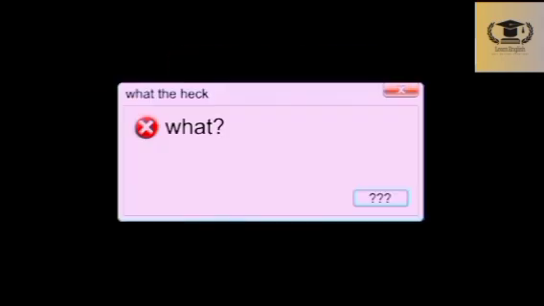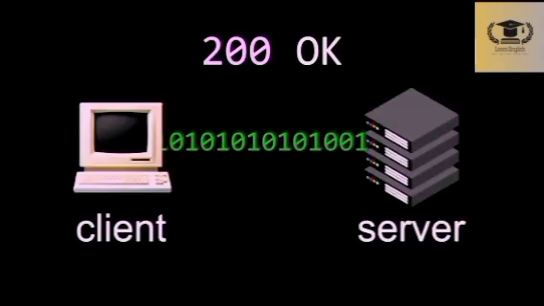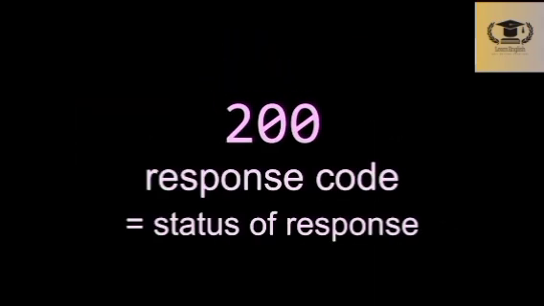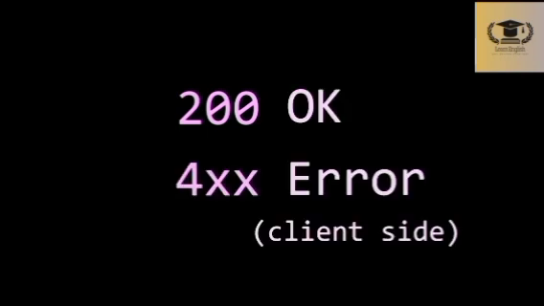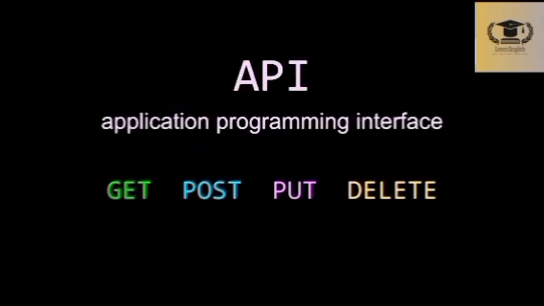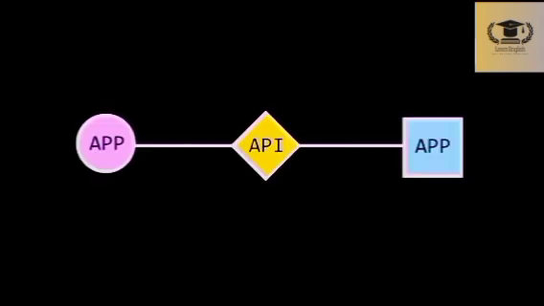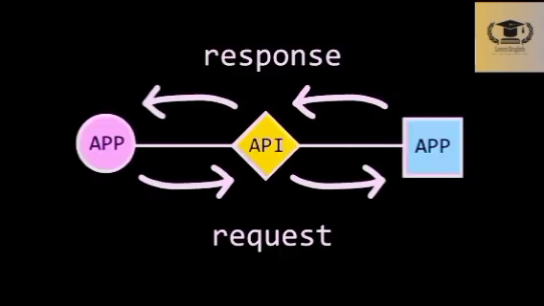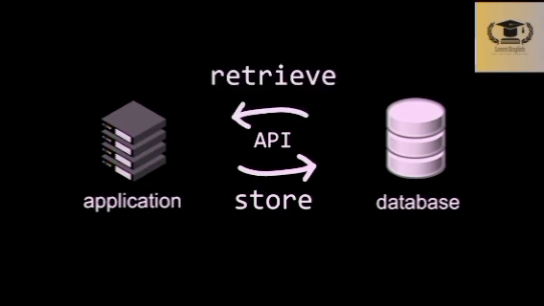But sometimes things can go wrong. With every HTTP response comes a response code, which carries information about the status of the response. For example, 200 means OK, and anything starting with 4 is an error, the most famous one being 404 page not found. HTTP requests can carry different methods, for example GET, POST, PUT, and DELETE, so retrieve, add, update, and delete information. These are often used by application programming interfaces, which connect to applications and allow them to interact with each other, for example store and retrieve data from a database.